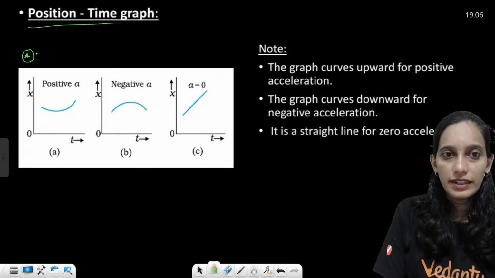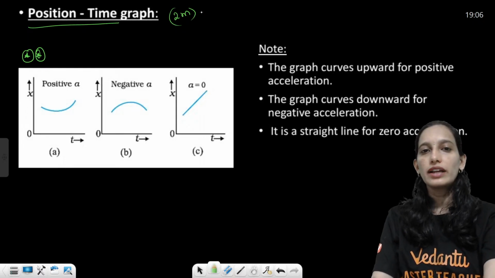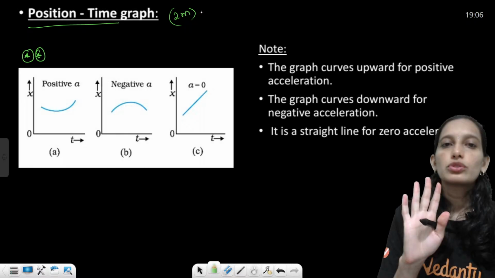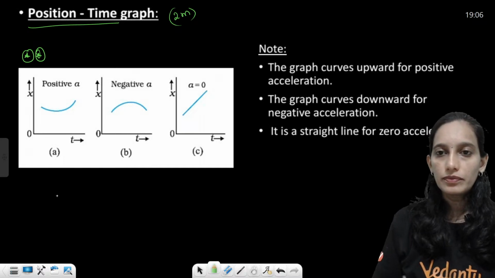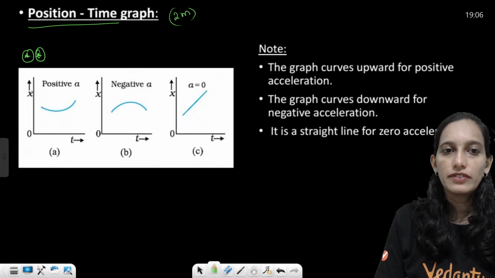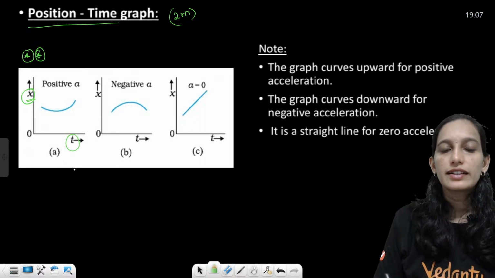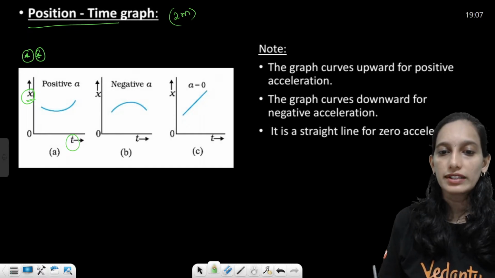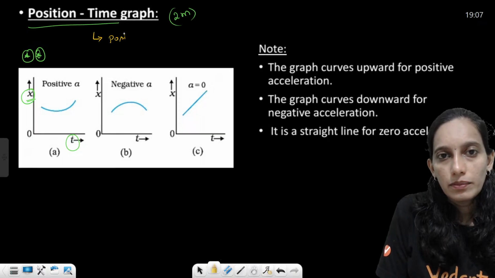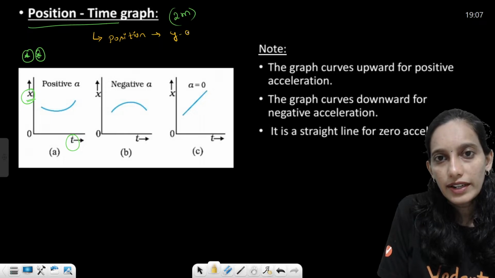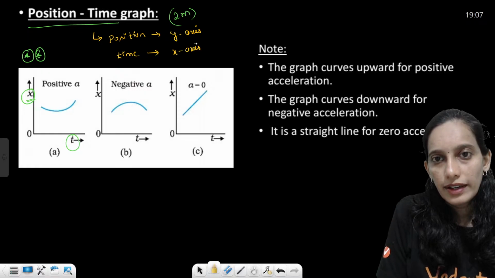So these can come for 2 marks. Any graph can be asked for 2 marks, and usually they ask two graphs. Draw the position time graph or velocity time graph for these two given situations. So it will be a 2 mark question. Here we have considered 3 different cases. In the first case, we have position on the y-axis and time on the x-axis. That is very important to note. In the position time graph, we plot position on the y-axis and time is on the x-axis.